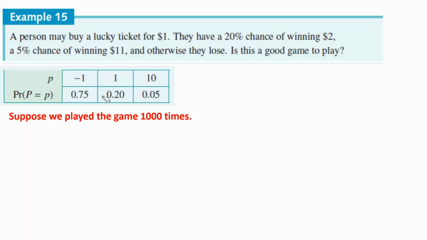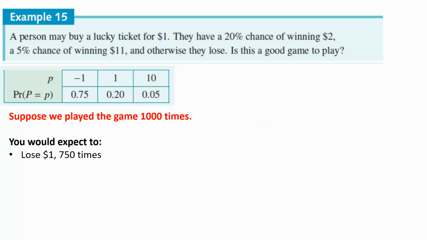Now, if we play this game 1,000 times, what is 75% of 1,000? Out of 1,000 times, how many times would I expect to lose $1? What's 75% of 1,000? 750, thank you. You can do 0.75 times 1,000, just move the decimal point, and that gives you 750.